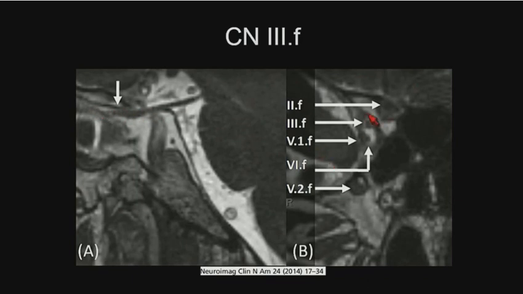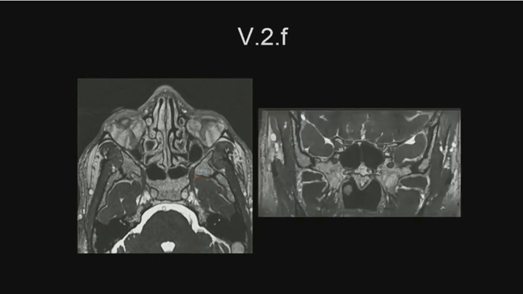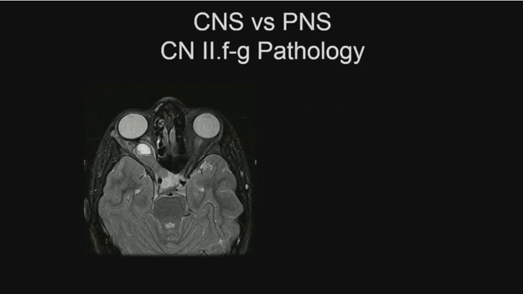In the coronal plane, we can see the various nerves in the superior orbital fissure in the foraminal segments. Here's the V2 segment of the trigeminal nerve extending anteriorly through foramen rotundum, and here it is in the coronal plane, again seen as a nice dark structure without enhancement. So here's a case of foraminal segment pathology. Here's a mass in the right optic canal.